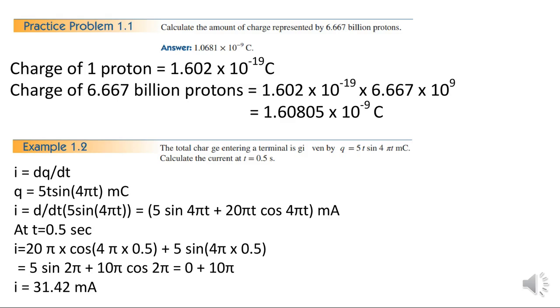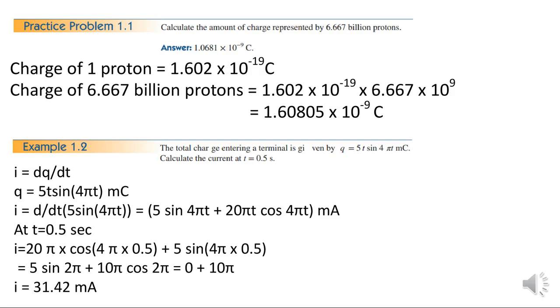In the first practice problem 1.1, we were asked to calculate the amount of charge represented by 6.667 trillion protons. And we know that the charge of one proton is 1.602 × 10^-19 coulombs.